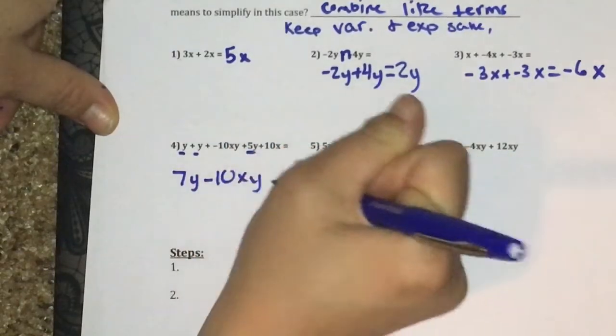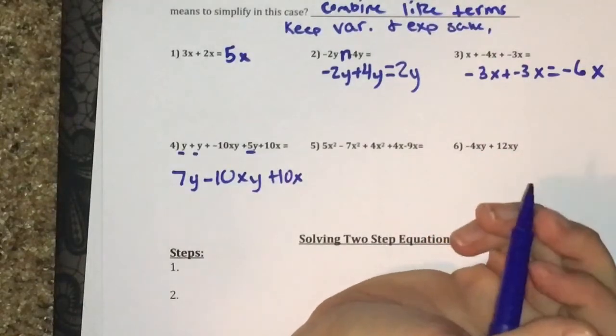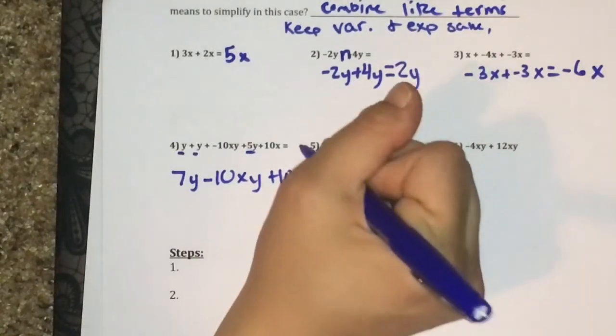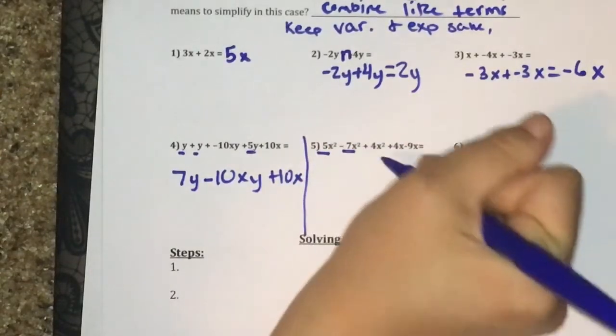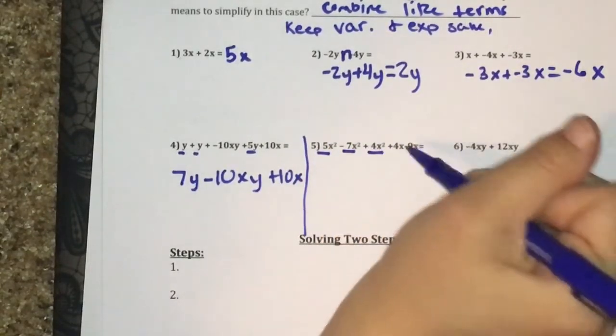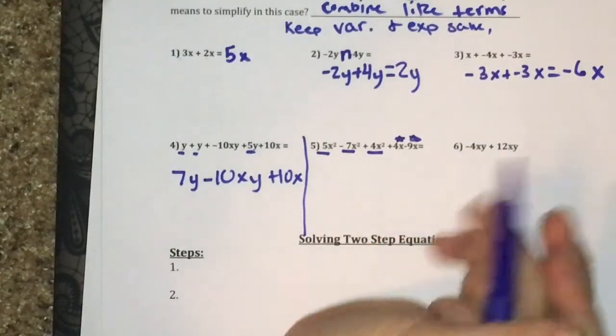Everything else is going to stay the same because nothing else can be combined. Last one we're going to look at is number 5. Number 5, we can combine 5x squared and negative 7x squared and 4x squared. Looks like we can also combine 4x and negative 9x together.